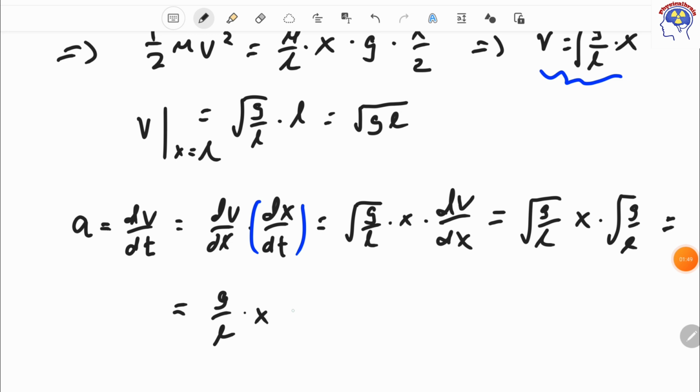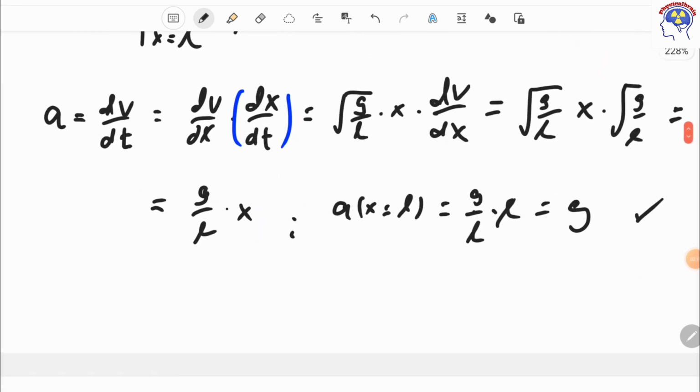And to check this term, we can ask from the equation: a of x equal L, we know it should give us the term of g, the free fall, and it's really giving us g, so we can be happy with the result we got. Let's check now the force solution.